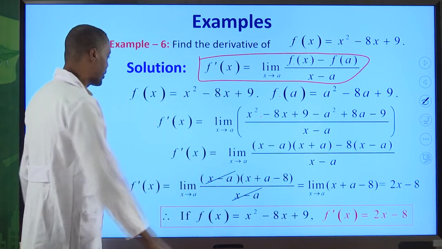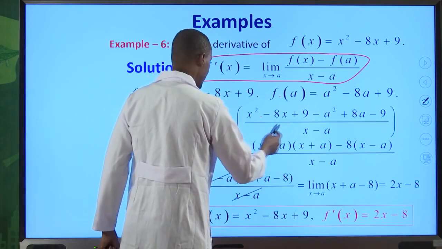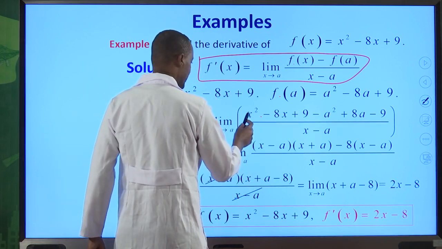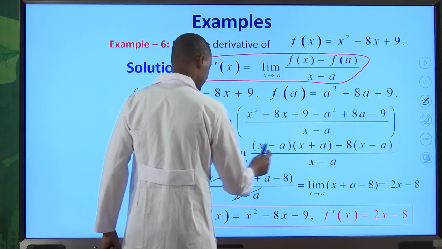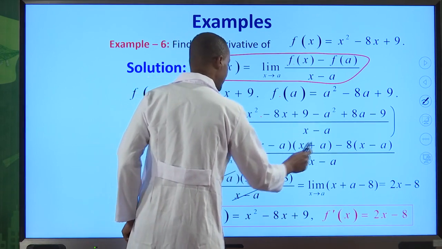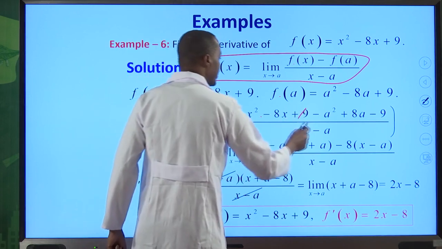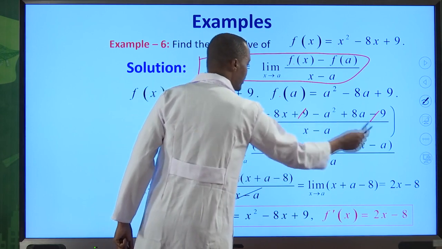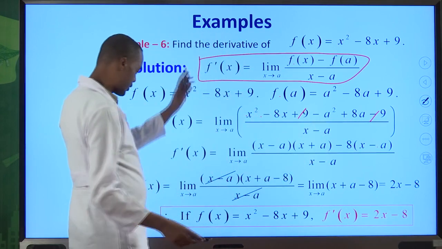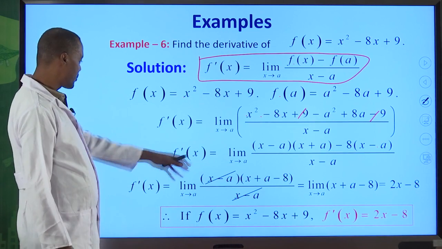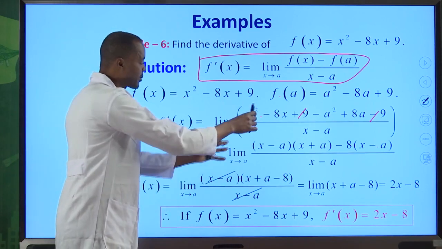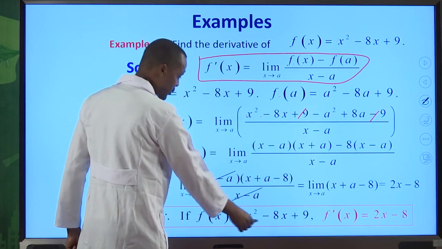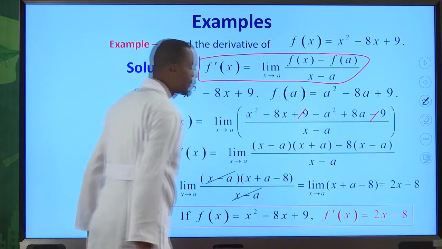And then by simplifying, now you can eliminate some of the terms. This is x squared minus a squared, that is x minus a into x plus a. This positive 9 cancels minus 9. Then I'm left with minus 8x and plus 8a, these two terms, and then you will simply use very simple algebra to multiply and subtract some of the terms. Finally, you will get the derivative of this function, f derivative of x is 2x minus 8.